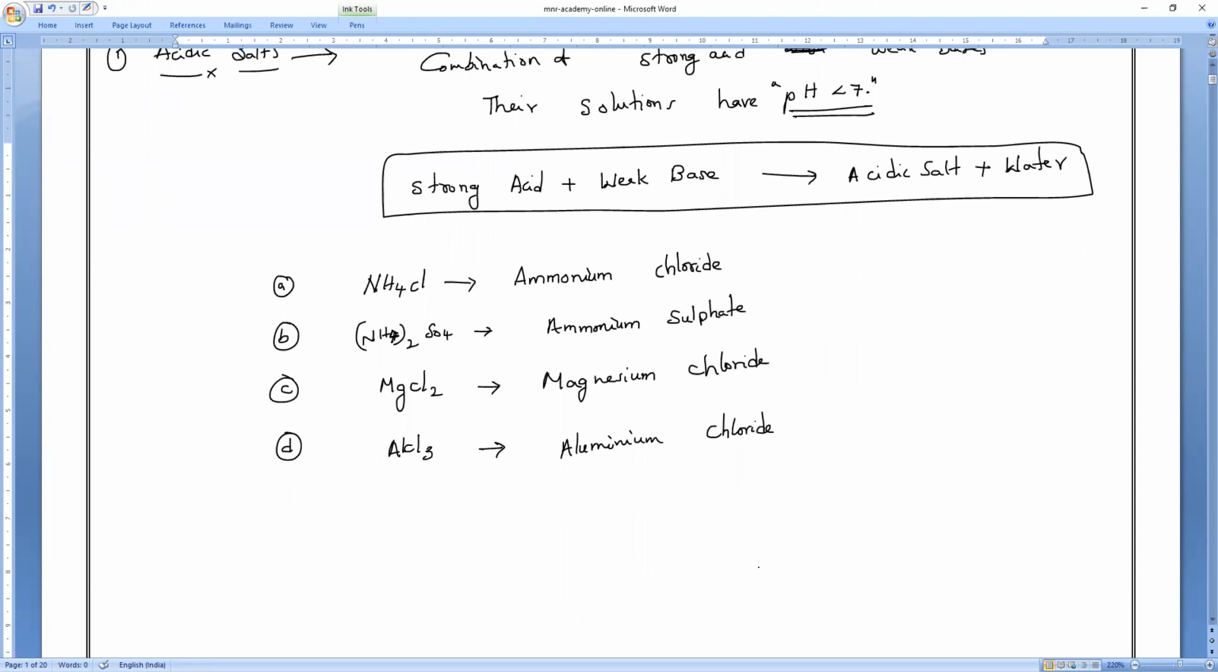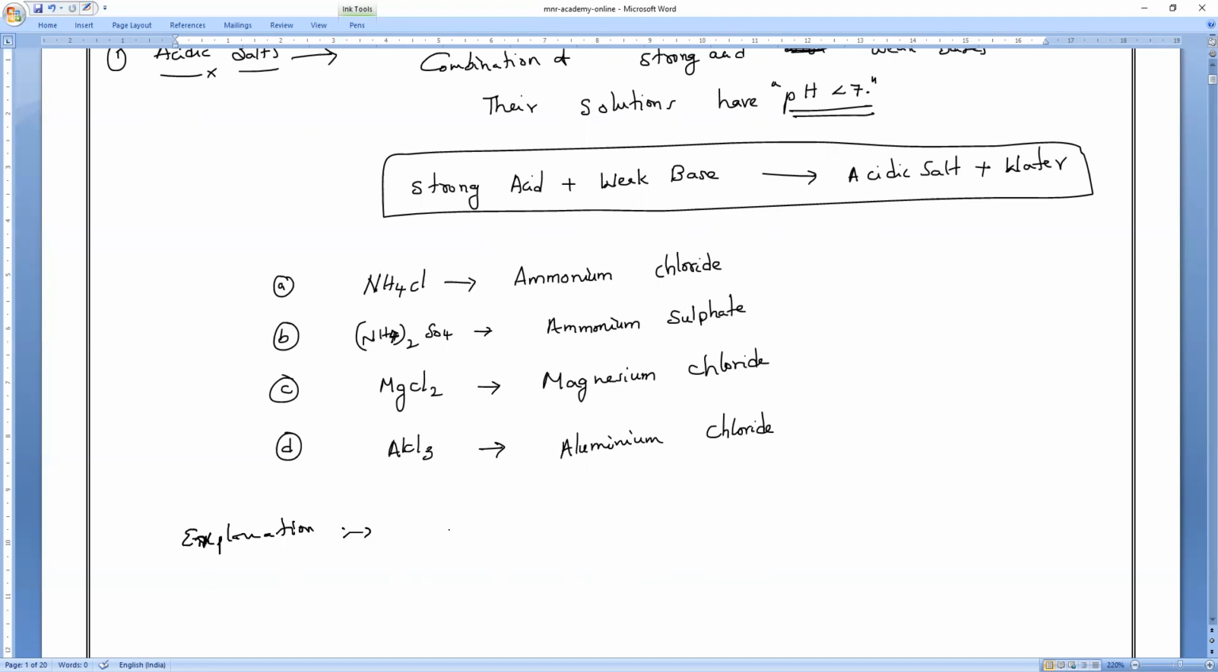So, for example, ammonium chloride. If you want more explanation, let me take it now. I want to take ammonium chloride. Ammonium chloride is an acidic salt or a basic salt? Everybody, it's an acidic salt. Am I correct? Everybody, yes or no?